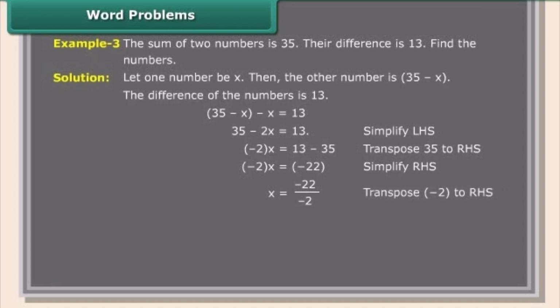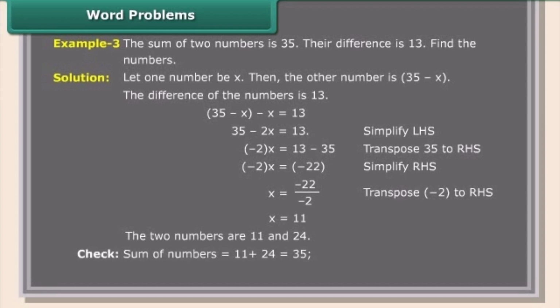Transpose 2 to RHS. x is equal to 24. The other number is 35 minus 24, which is 11. The two numbers are 11 and 24. Check. Sum of numbers is equal to 11 plus 24, which equals 35. Difference of numbers is equal to 24 minus 11, which is 13. Hence, the answer is correct.